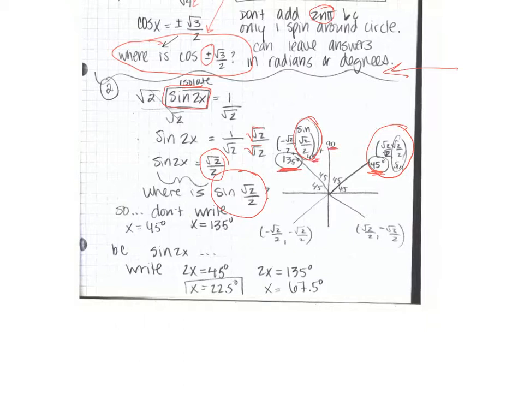90 plus 45 gets us 135. Now we don't include these guys because the signs are negative. So our only answers are 135 and 45.